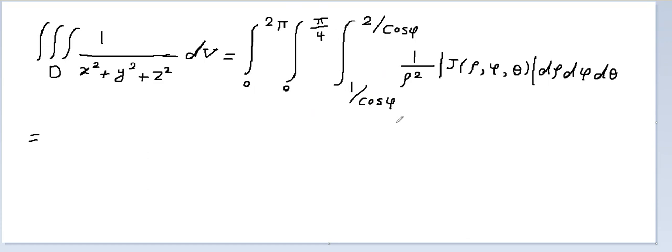You can see here, this is D. Okay, 1 over, you know that x squared plus y squared plus z squared is rho squared. Do not forget the Jacobian and then d rho d phi d theta. Now, what is the Jacobian of a spherical coordinate system? It is rho squared sine phi. So remember, in the exam, you don't have to calculate it again. You just put J of this spherical coordinate system, rho squared sine phi. So I'm going to do it here for you.